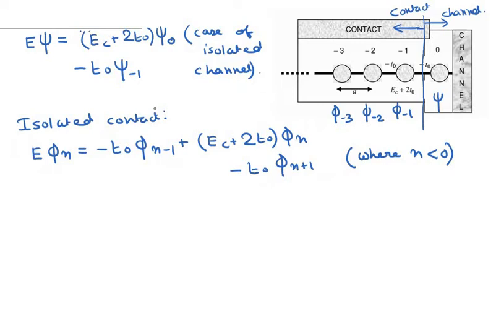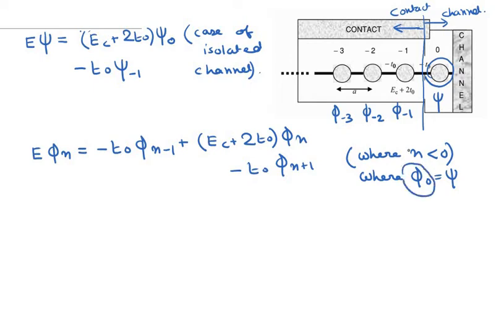Okay, and in this case if the channel is coupled to the contact, we can actually remove this isolated contact from here and we can simply say that the contact properties are not changed and phi 0 is equal to psi. So we just rename this wave function in the 0th atom as phi 0. It's just a change of notation and nothing else. And because, as I said, coupling the channel with the contact does not change anything about the contact, the EK relation of the contact still holds.